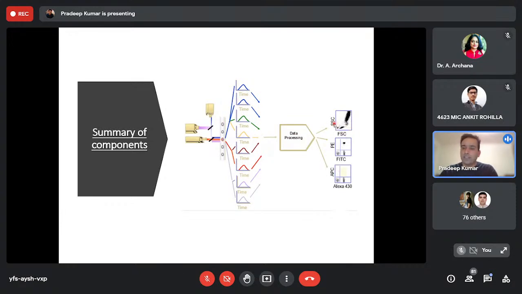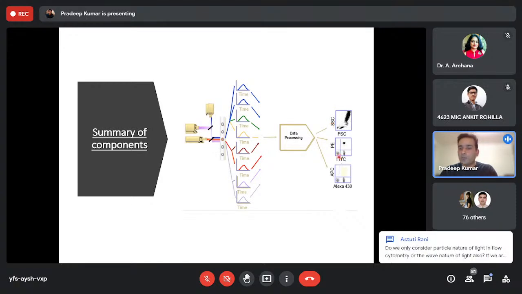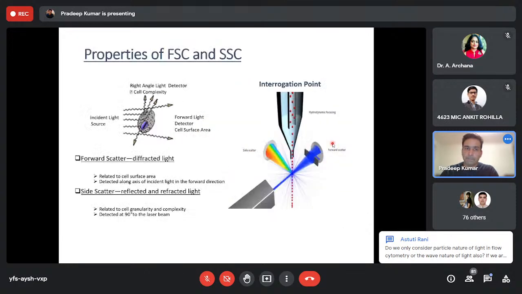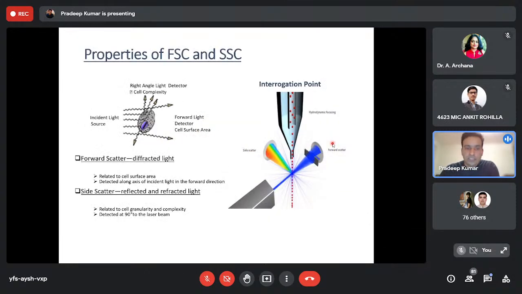So forward scatter, side scatter. The next thing we are going to cover is what type of information we get: information of size, which we call forward scatter, information of complexity, which we call side scatter, and the information of fluorescence, like information from FITC, information from PE fluorochrome. This is an example of how the laser is coming from this path, your cells are flowing from the top one by one, and the interrogation happens.